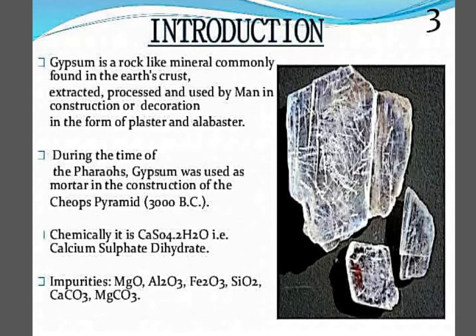Introduction: gypsum is a rock-like mineral commonly found in the earth's crust, extracted, processed and used by man in construction or decoration in the form of plaster or alabaster. Like plaster, we have another kind of material called alabaster. During the time of the Pharaohs, gypsum was used as mortar in the construction of the Cheops pyramid, around 3000 BC. Chemically, it is calcium sulfate dihydrate, and the impurities present in it are magnesium oxide, aluminium oxide, iron oxide, silicon oxide, calcium carbonate and magnesium carbonate.